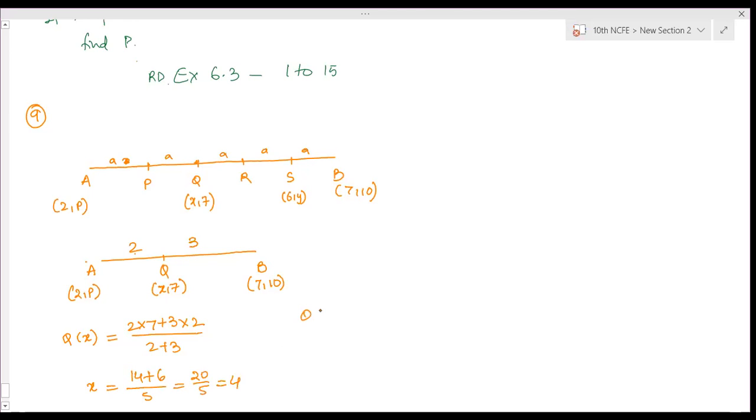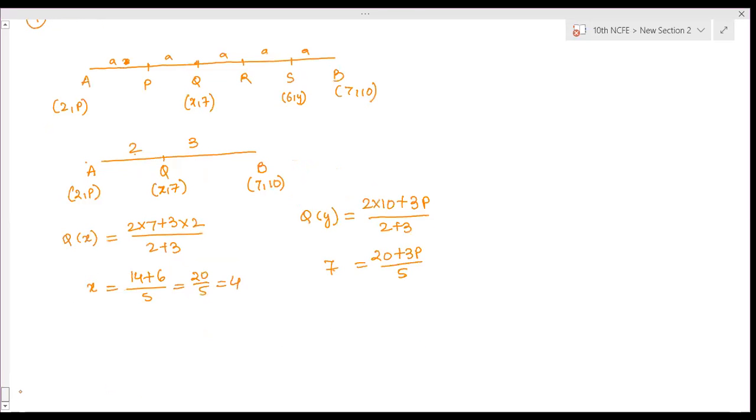And for Q's Y coordinate, that is equal to 2 into 10 plus 3 into P by 2 plus 3. Q's Y coordinate is known, 7 is equal to 20 plus 3P by 5. This will go this side. 35 is equal to 20 plus 3P, minus 20, it is 15 by 3 is equal to P. So P is equal to 5.